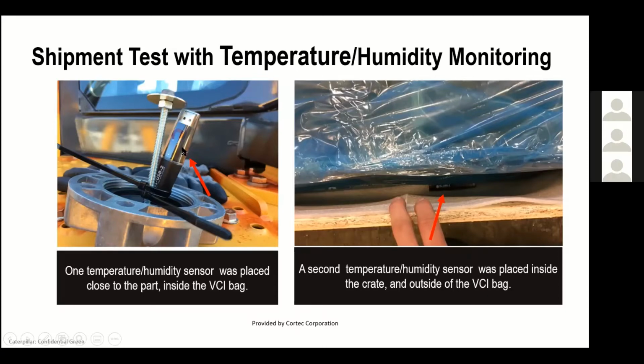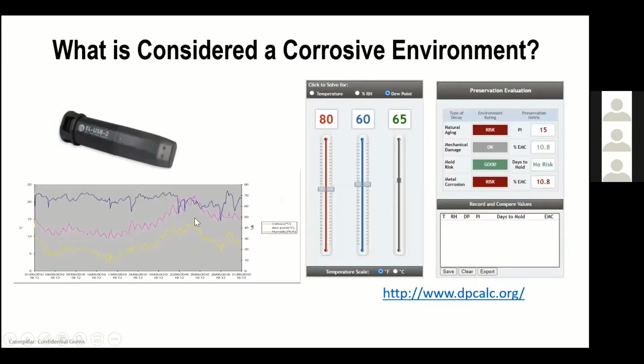You can set them up so that they will give a reading every 10 minutes, every hour, every day. We typically like to put them inside the package and then outside the package to track the environment that they see. And here's just to show the graphs that you'll see. Over on the right, we came across this website.